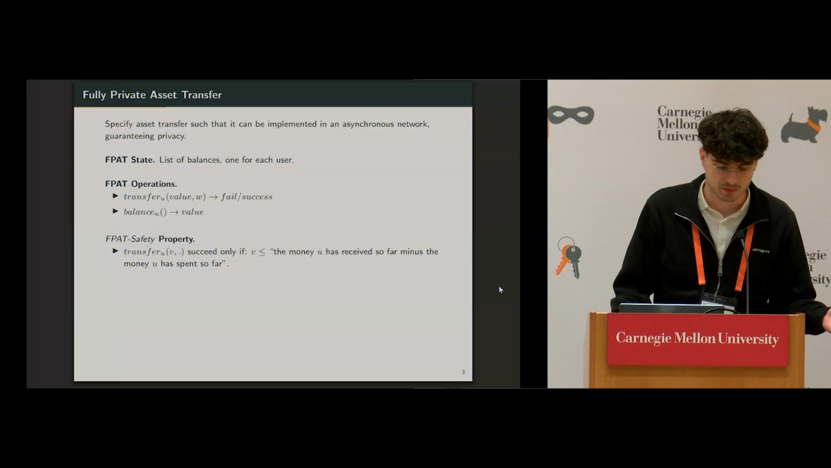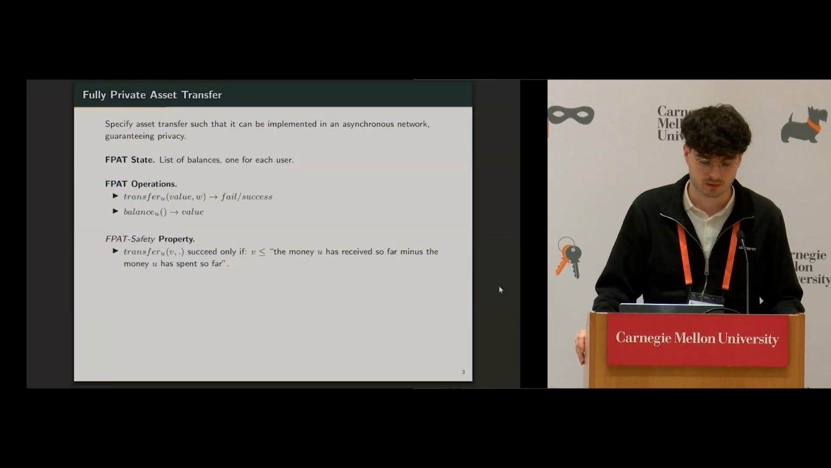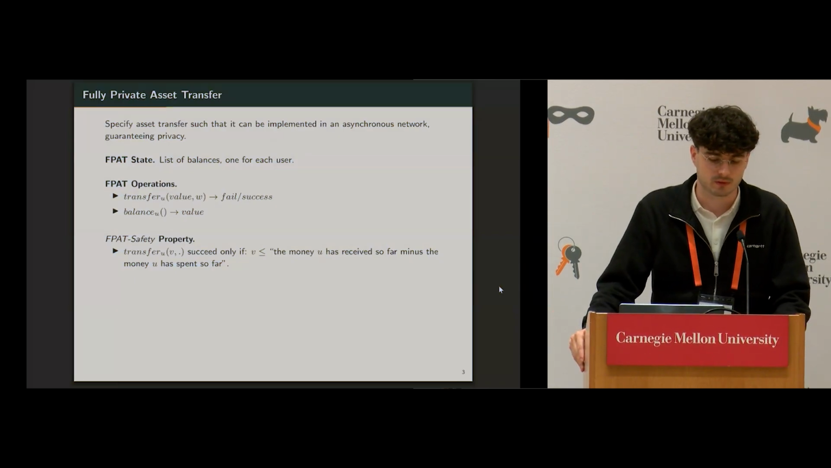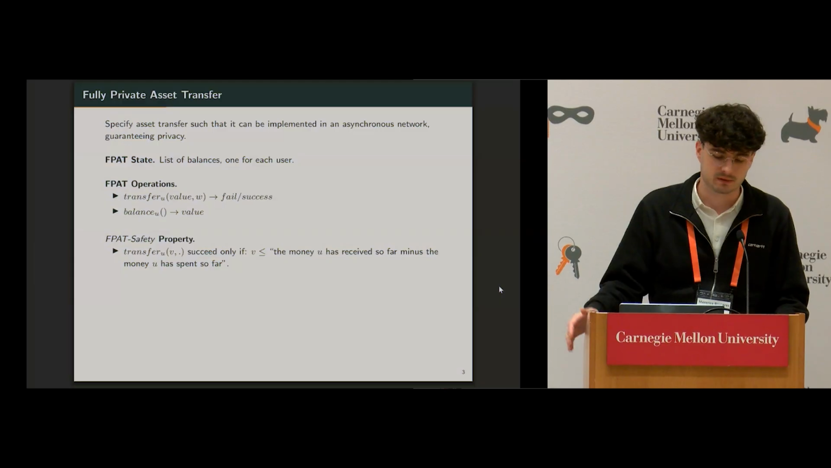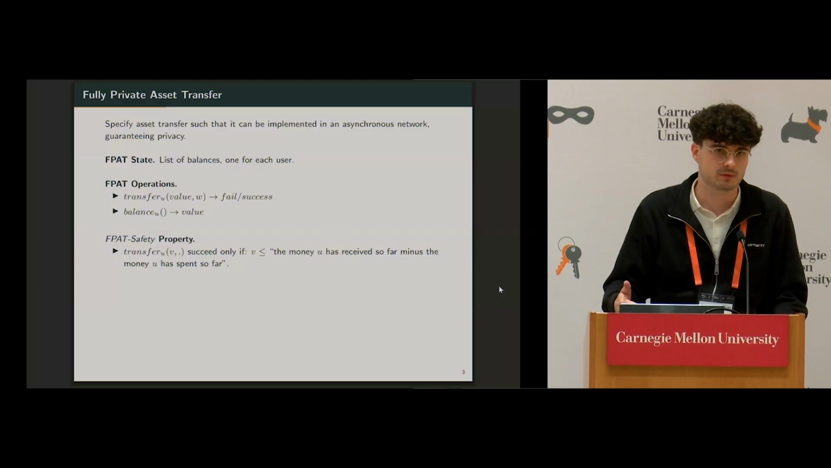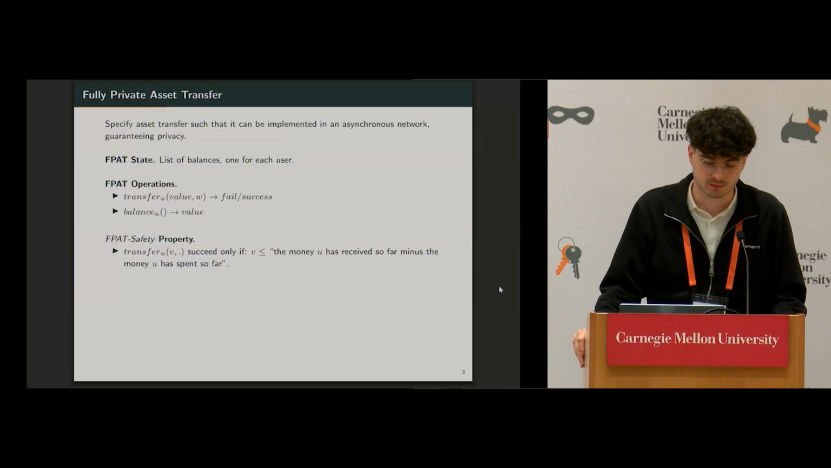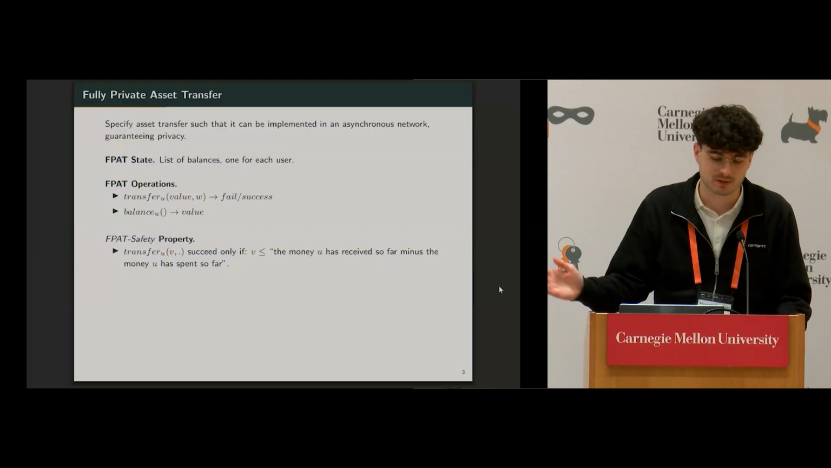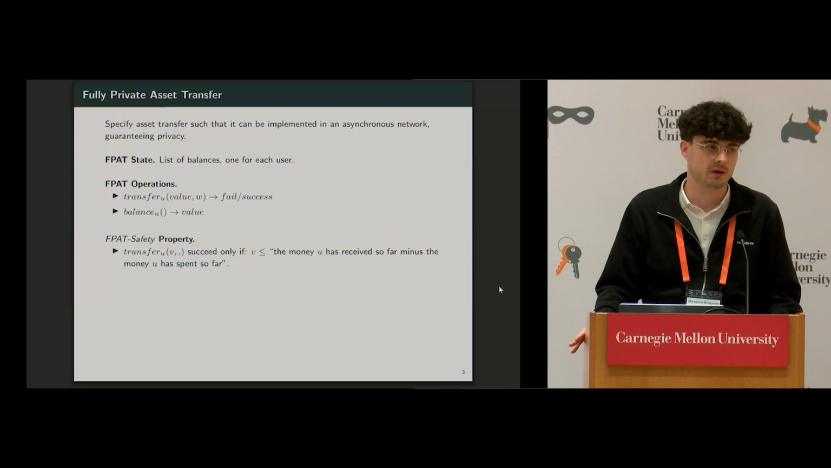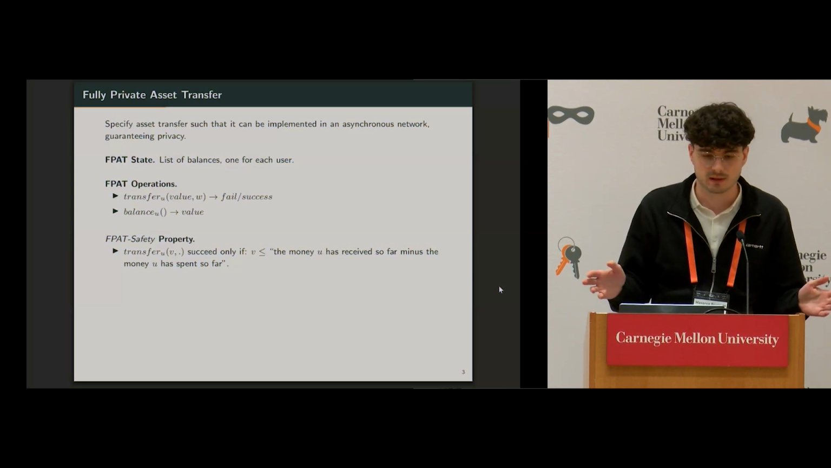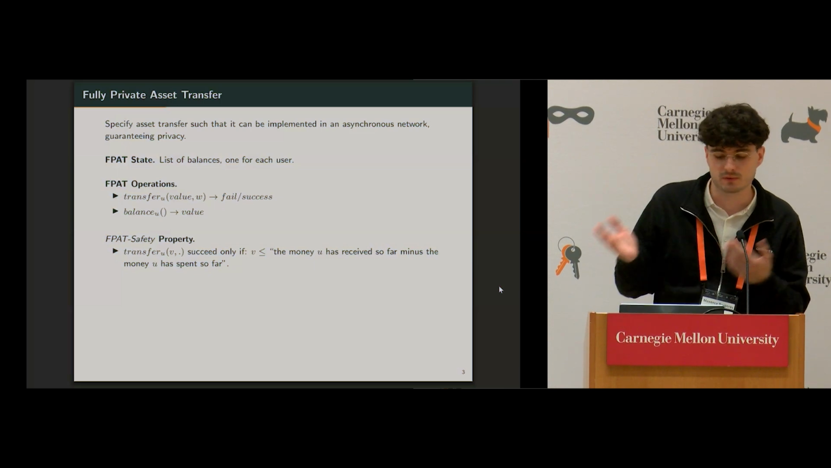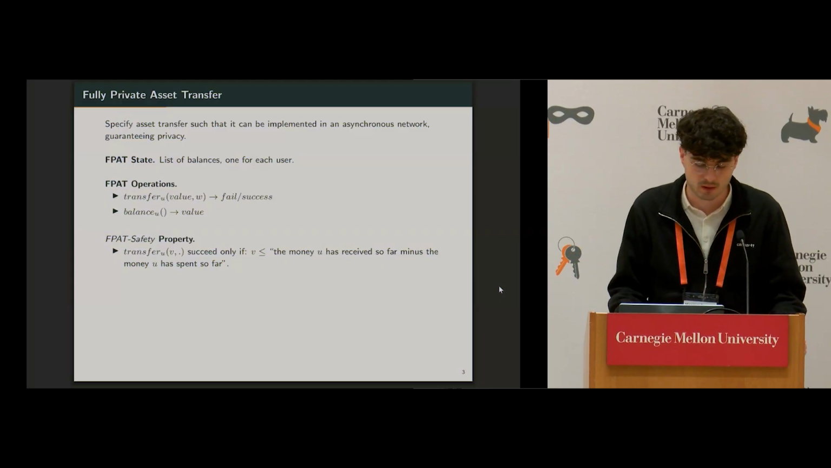Similarly, the safety properties that we define are what you would expect. For the transfer, it states that you can't transfer more money than you have. In the paper, it's formalized. But it basically states that when you do a transfer, it can succeed only if the value is less than the money that you received minus the money that you've spent.